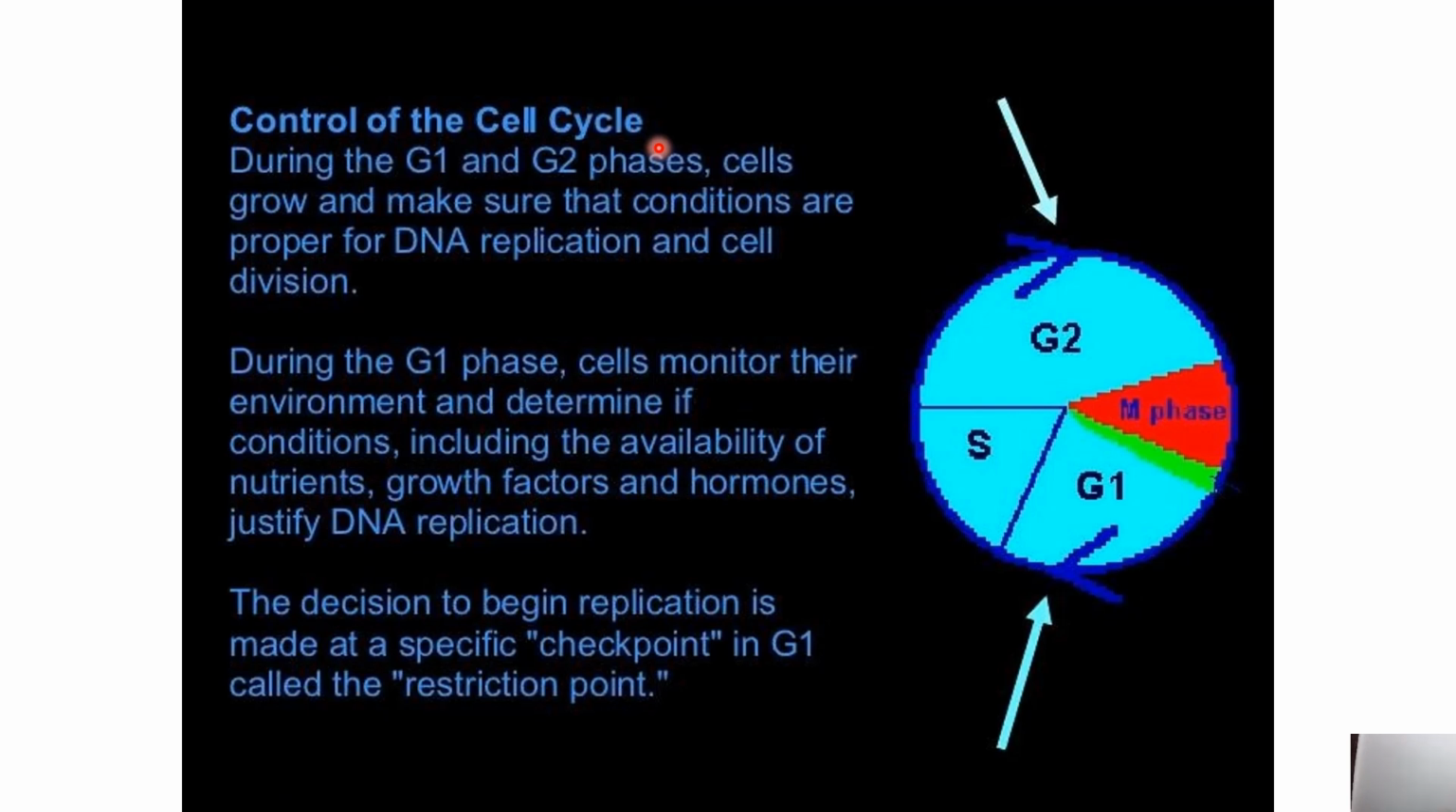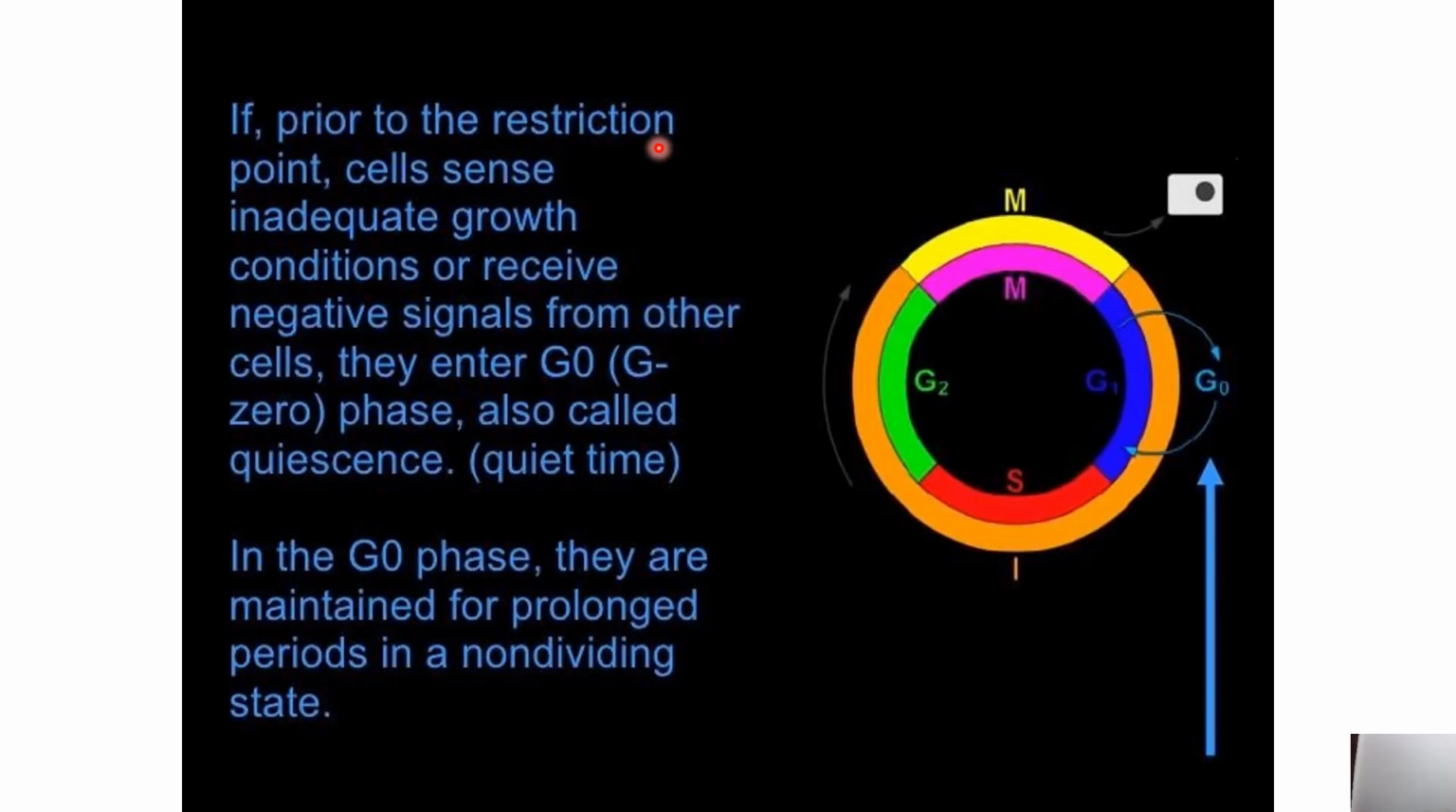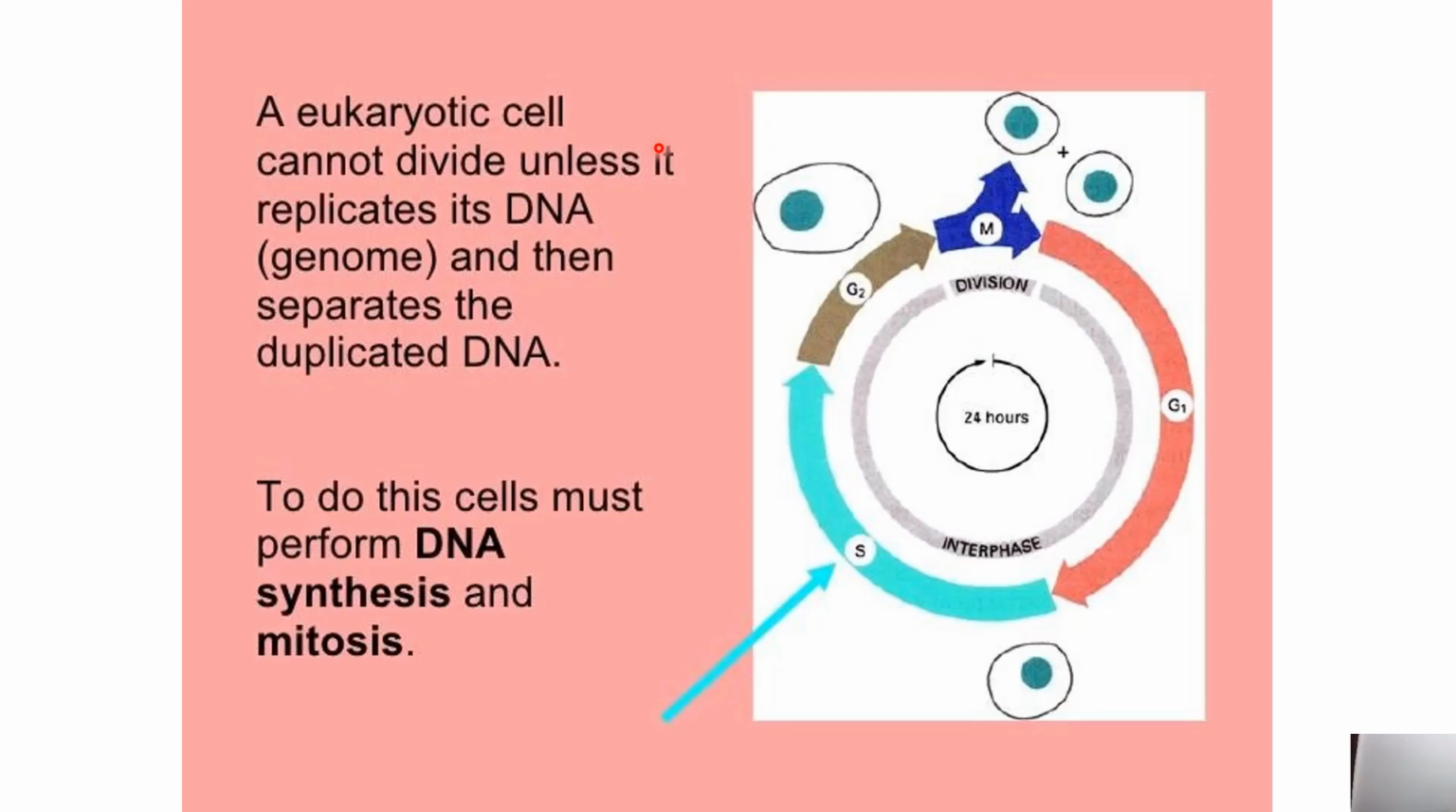During the G1 phase, cells monitor the environment and determine if conditions, including the availability of nutrients, growth factors, and hormones, justify DNA replication. The decision to begin replication is made at a specific checkpoint in G1 called the restriction point. Now, if prior to the restriction point cells sense inadequate growth conditions or receive negative signals from other cells, they enter the G0 phase, also called quiescence. In the G0 phase, they are maintained for prolonged periods in the non-dividing state.